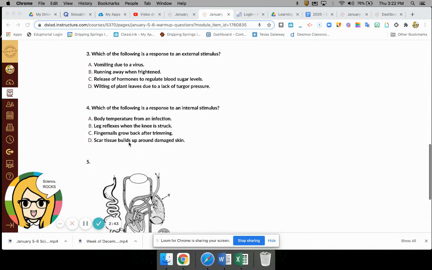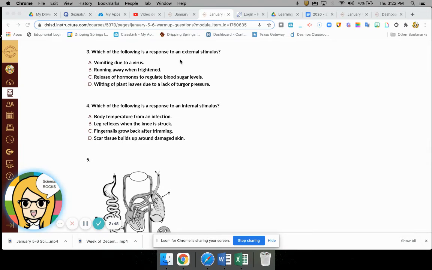Number three, which of the following is a response to an external stimulus? I think a lot of students missed this on the exam because they forgot what external means and what an external stimulus would be. That would be something outside of the body. So a response to a stimulus that is outside of the body.